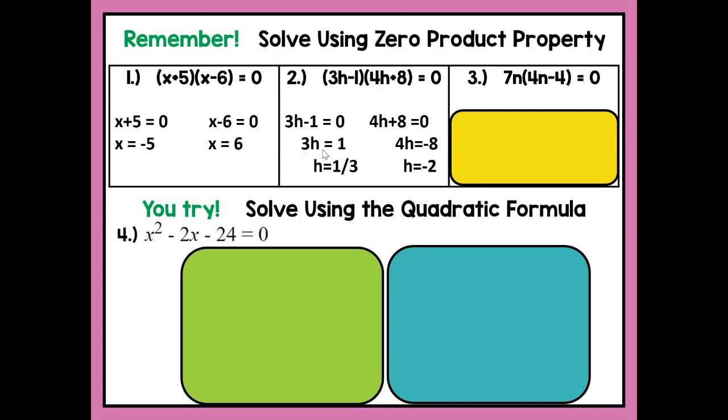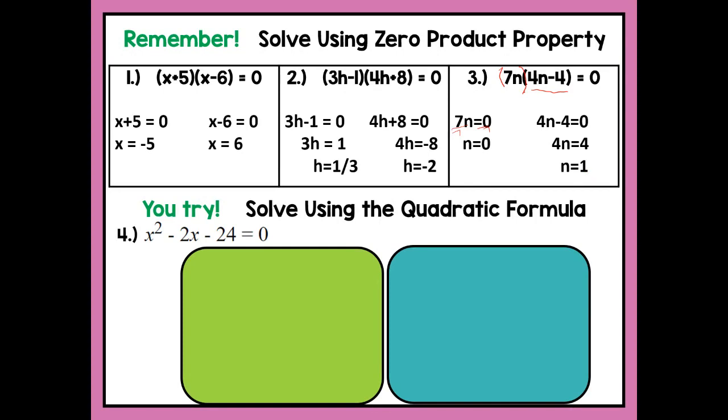Now for number 3, there's no second set of parentheses, which might be confusing, but think about 7n as in its own set of parentheses. And now you can set each factor equal to 0 and solve for n. So 7n equals 0. Divide by 7, divide by 7. So n must equal 0. And then set the second piece equal to 0. Add 4, divide by 4, and n is equal to 1.